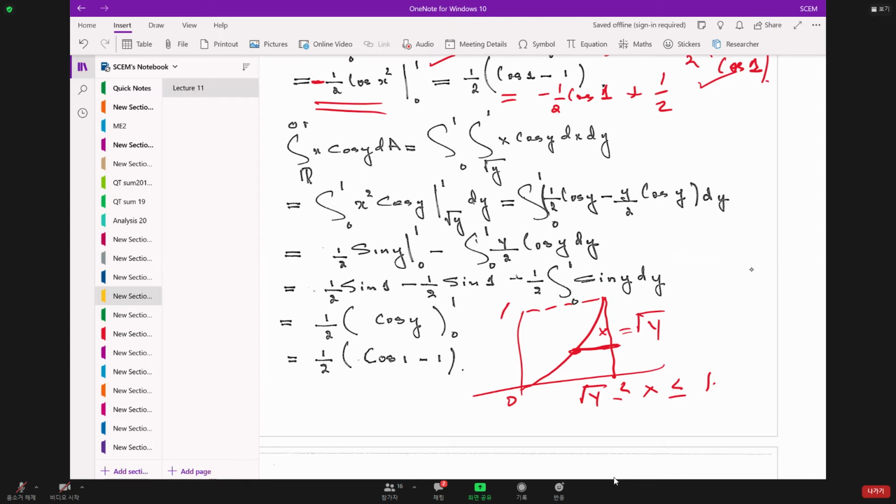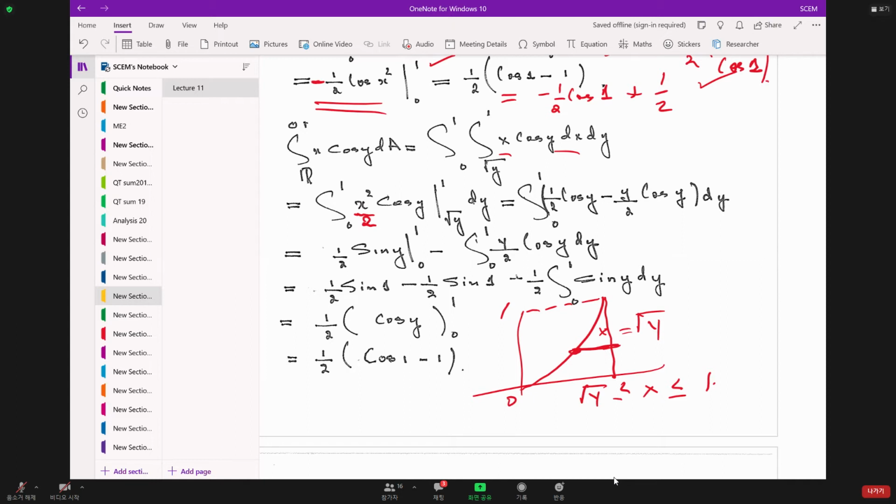First, we integrate with respect to x. If we integrate with respect to x, keep y a constant. So you simply have x squared, see, this is the thing, x squared by 2. I made a mistake. x squared by 2, root y to 1. So putting 1, you get 1 cos y. Minus, put now, instead of x, you put root y. You get y, because root y squared is y. y by 2 cos y.